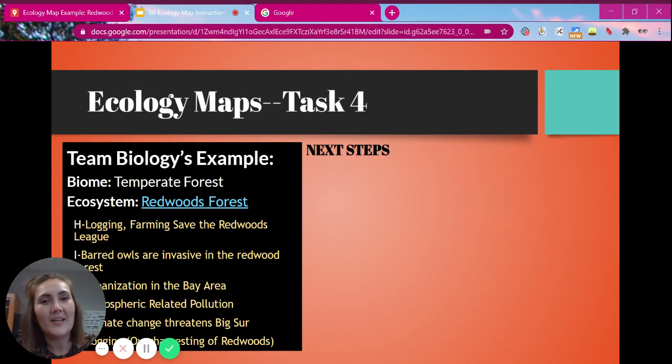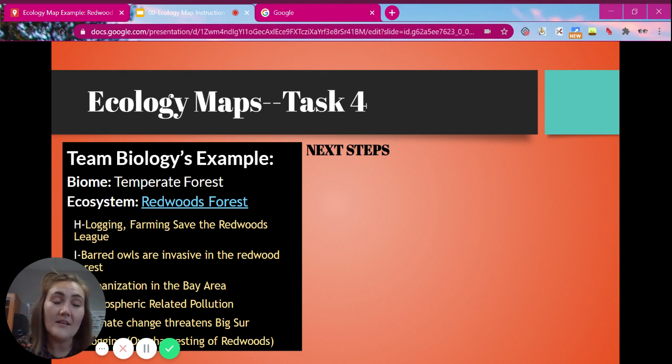Today we are going to be working on task 4 of the Ecology Map project. Just to recap where we've been so far, remember in task 1 you were to select a biome and pin 3 locations found in that biome. In task 2 you were to narrow that down and pick a specific ecosystem. It could have been one of your 3 locations if you did choose that. And you researched one endangered species found in that ecosystem.